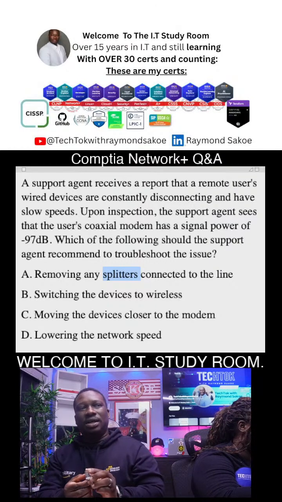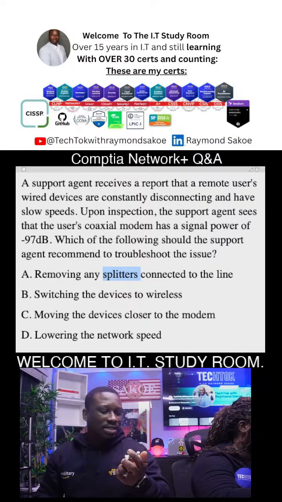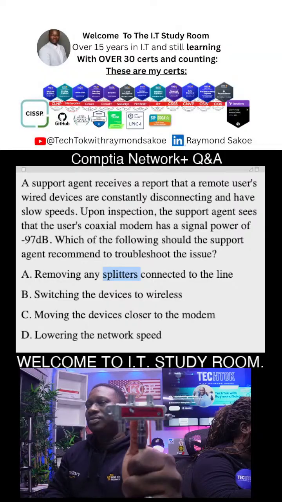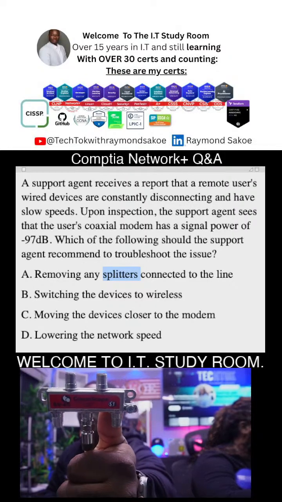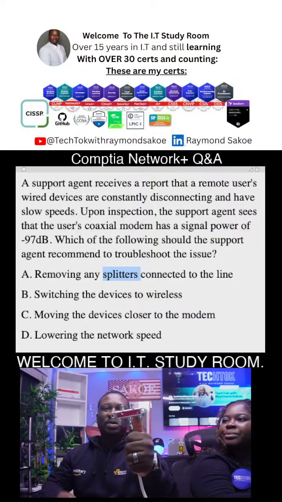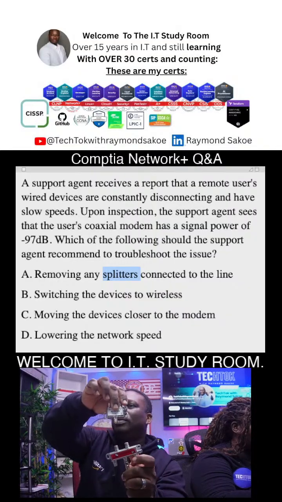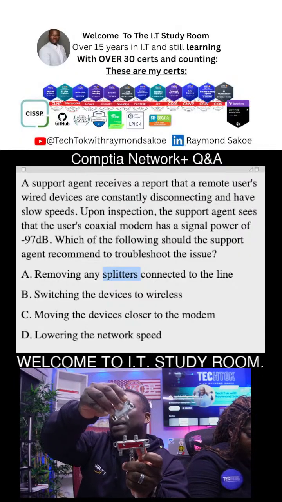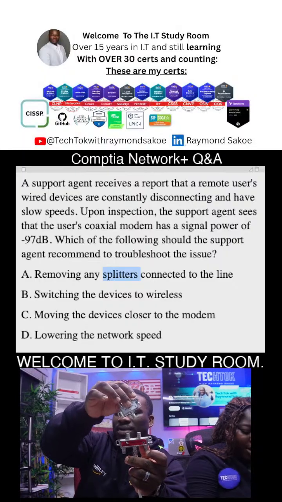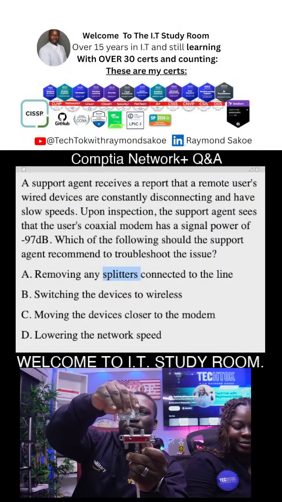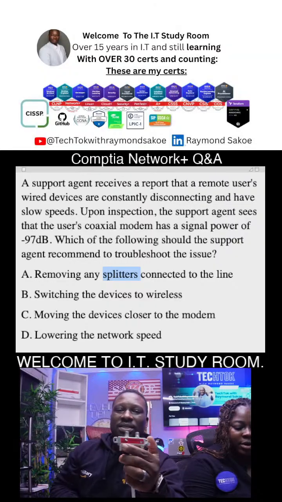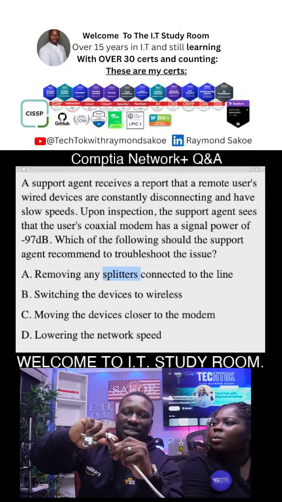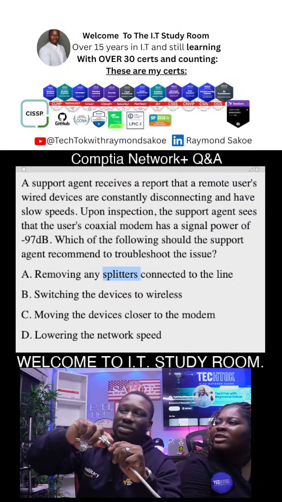Instead of using a 2-way splitter, which takes out minus 3.5, they usually use a 4-way, which reduces the signal by 7. Some customers might even stack 2 different splitters, which doesn't make sense, but they don't really know how it works. So adding splitters reduces the signal strength. If you remove the splitter you don't need, the signal increases. So that is it.